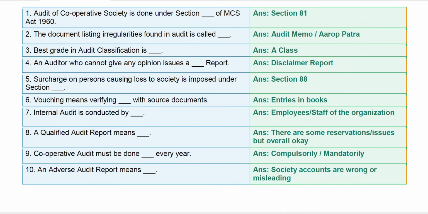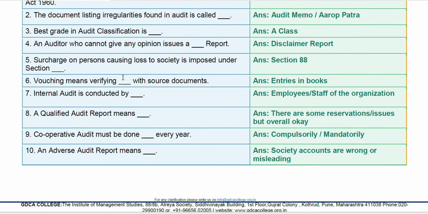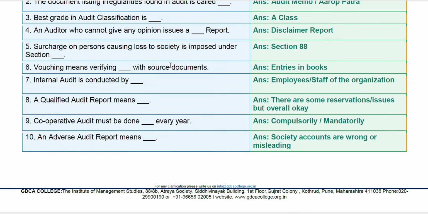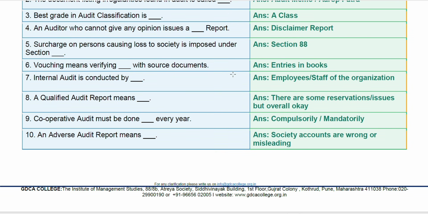Best grade in audit classification is A class. An auditor who cannot give any opinion issues a report called a disclaimer report. Surcharge on a person causing losses to society is imposed under section 88. Vouching means verifying entries in books with source documents. Internal audit is conducted by employees or staff of the organization.